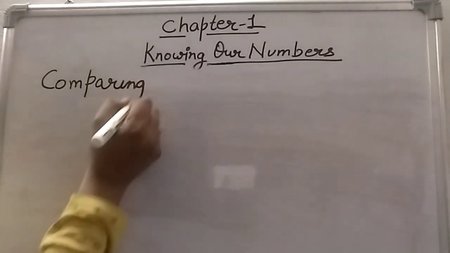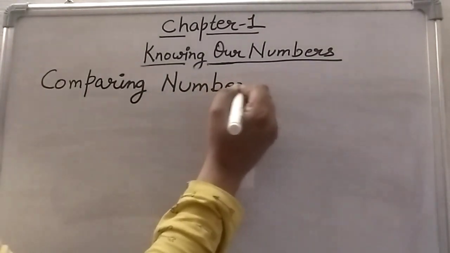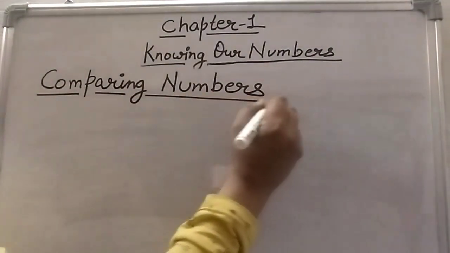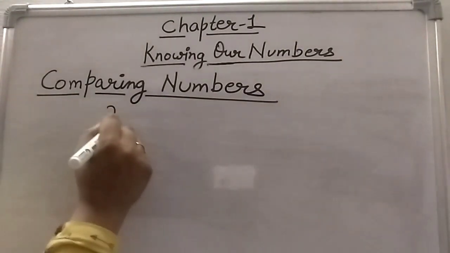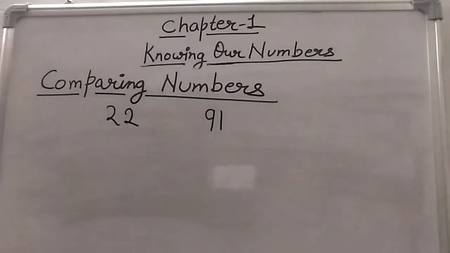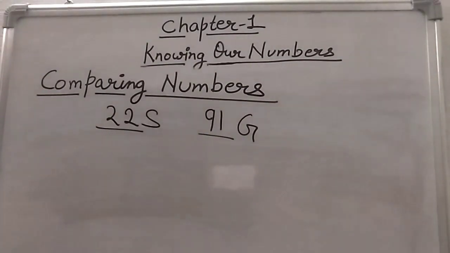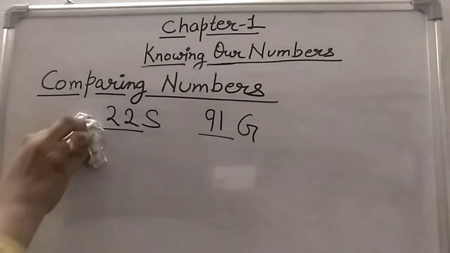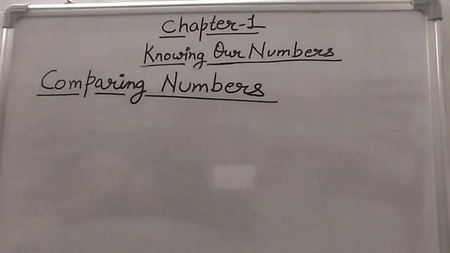Comparing numbers means comparison of two or more given numbers to find out which is greater number and which is smaller number. So if I give you two numbers, suppose 22 and 91, you can easily tell me that 91 is the greater number and 22 is the smaller number. But when it comes to larger numbers, it becomes a little difficult. So we will discuss about large numbers today.